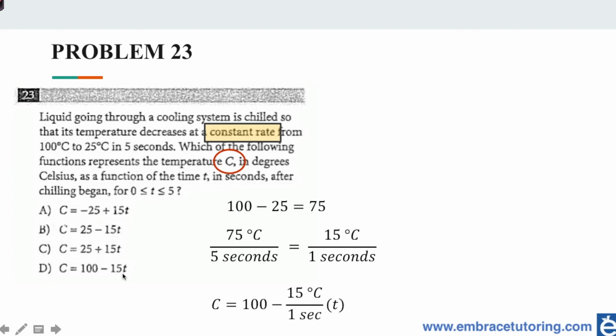Now, the last remaining bit is, what does it start at, right? So here I have 100, which is where it's starting, and then it's going down or decreasing 15 degrees per second, and the t here is representing the seconds. So these units would actually end up canceling because the seconds here is in my denominator. So the seconds here would cancel with the seconds inside of the t, which makes sense, making D your best possible answer for question number 23.